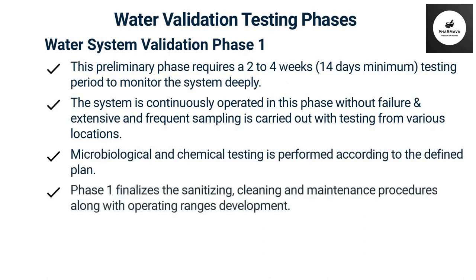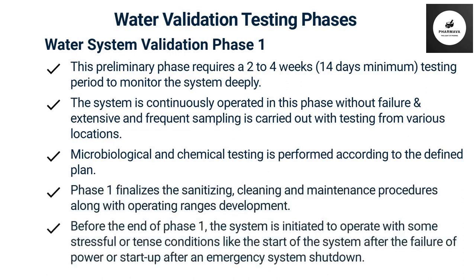Phase 1 finalizes the sanitizing, cleaning and maintenance procedures along with operating ranges development. Before the end of Phase 1, the system is initiated to operate with some stressful or tense conditions like the start of the system after the failure of power or startup after an emergency system shutdown. The system is simulated to operate under normal situations of maintenance like startup of the system after regeneration of resin, filter changing, ozone generator failure, etc. And in the last, water system SOP is prepared.